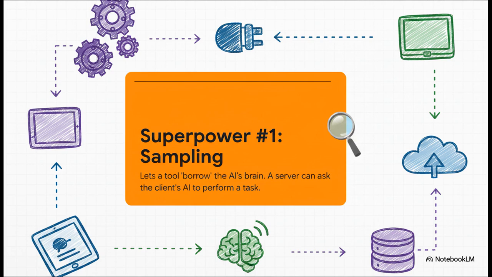The first superpower is called sampling. This is pretty wild. It basically lets a tool server borrow the main AI's brain. So imagine a calendar tool gets a tricky request like, find a time for me and the marketing team next week. Instead of needing its own powerful AI, it can just use sampling to ask the main AI to figure it out, and then it just handles the final booking.